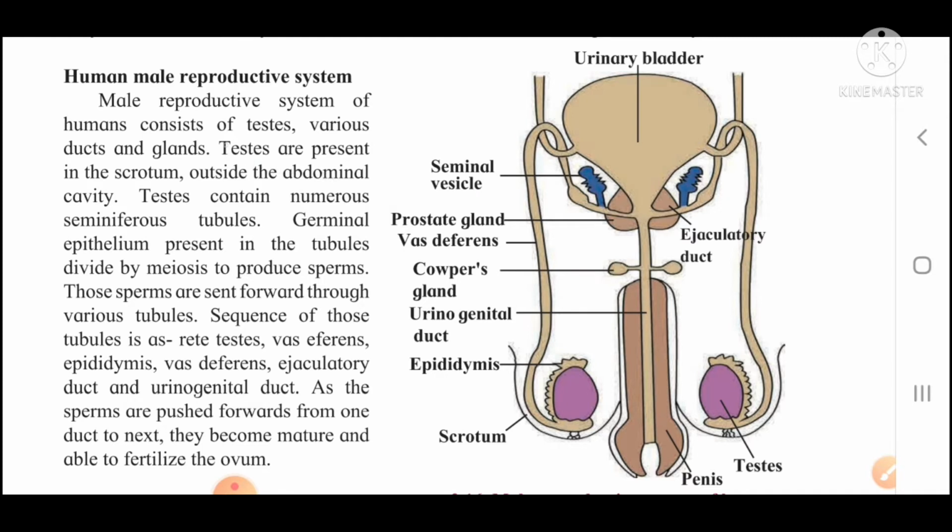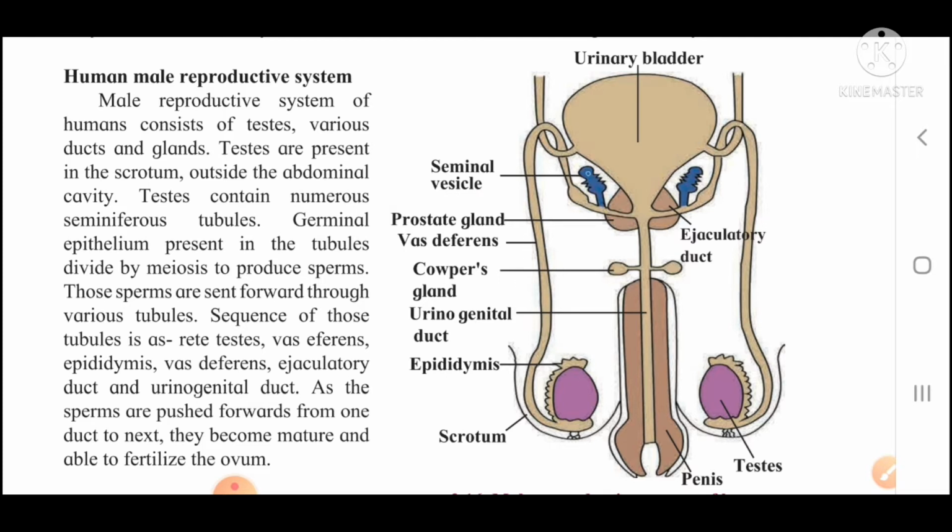Testes are present in the scrotum outside the abdominal cavity. It is outside the stomach. Testes contain numerous seminiferous tubules. You can see here, testes contain the seminiferous tubules. These are the tubes, you can see them here. Germinal epithelium is present in the tubules. The epithelium present in the tubules divides by meiosis to produce the sperms.